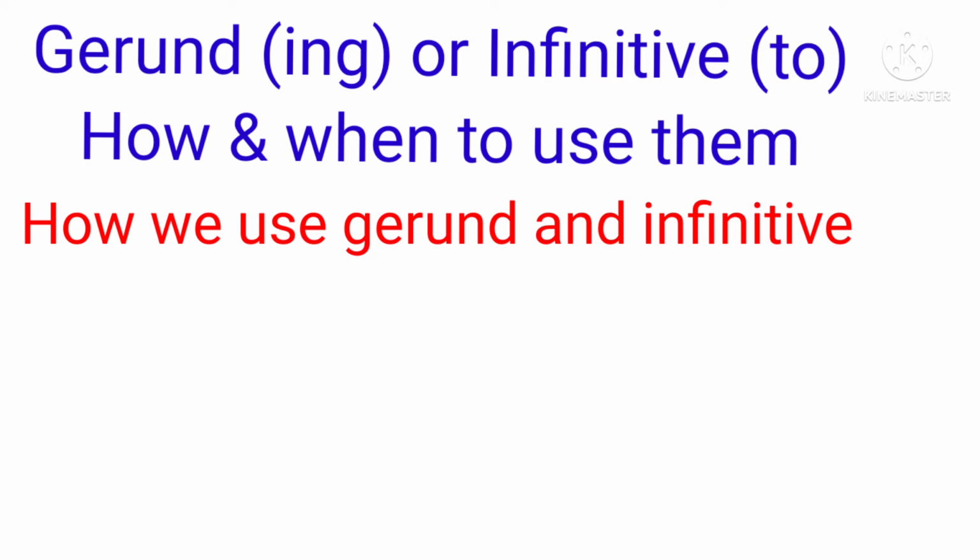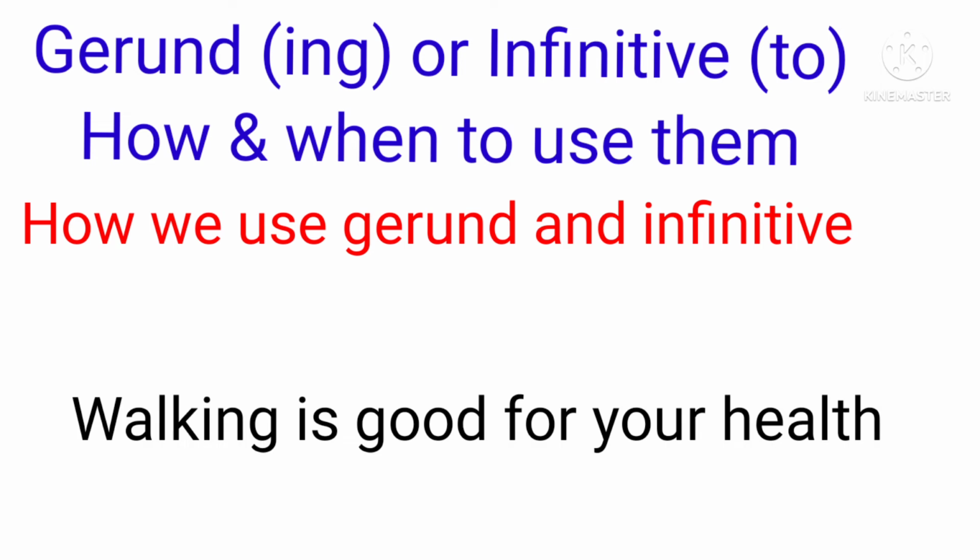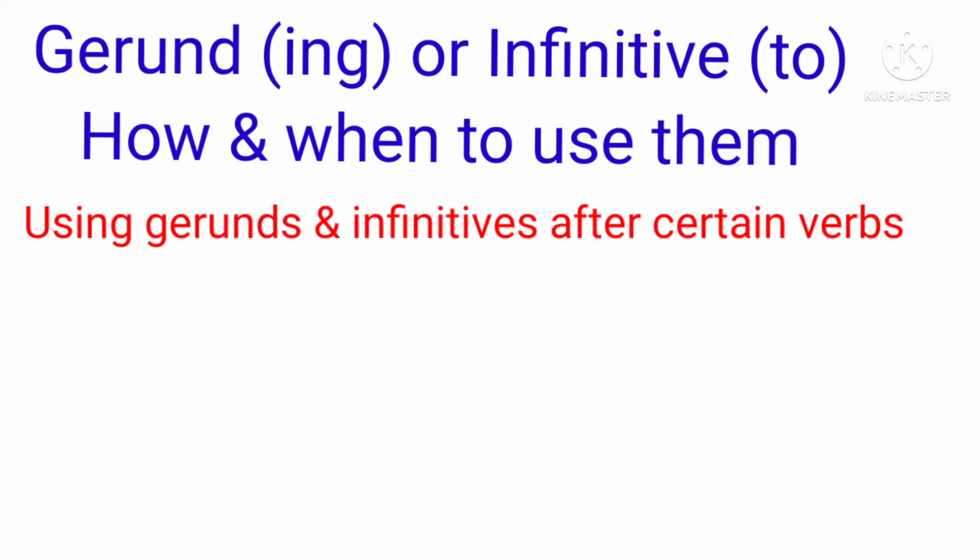When the gerund comes before the main verb in the sentence, it acts as the subject of the sentence. For example, walking is good for your health. Walking is the subject of the sentence. Okay, we are going to talk about using a gerund or infinitive after certain verbs. Some verbs always allow you to use either a gerund or an infinitive after them.